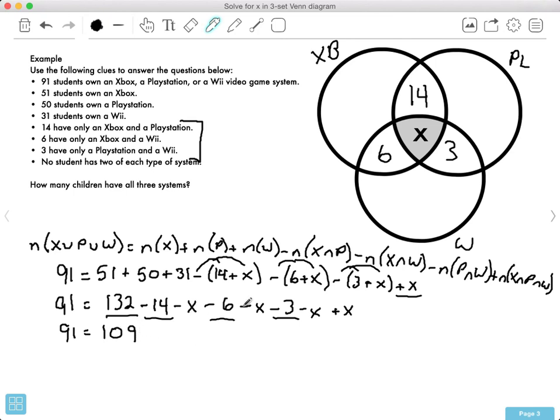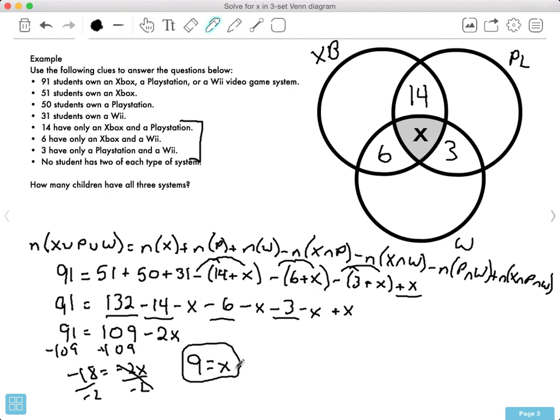Negative X and negative X and negative X is 3 negative X's, or negative 3X, plus an X gives me negative 2X. Now you have to solve this little equation. You can do so by subtracting 109 from both sides. Isolate the X. I get negative 18 is equal to negative 2X. And then I divide both sides by negative 2. Those cancel, and I'm left with positive 9 equals X.